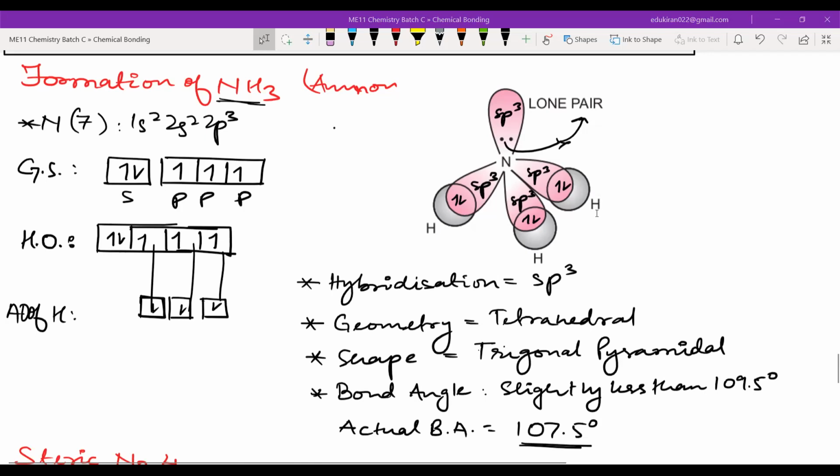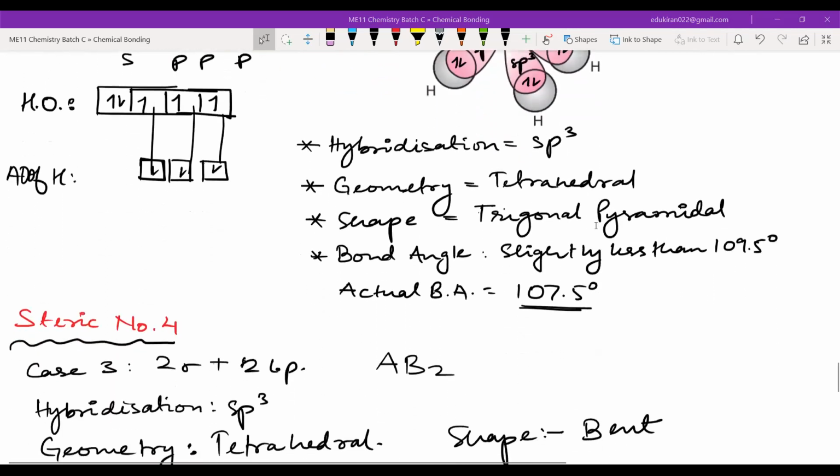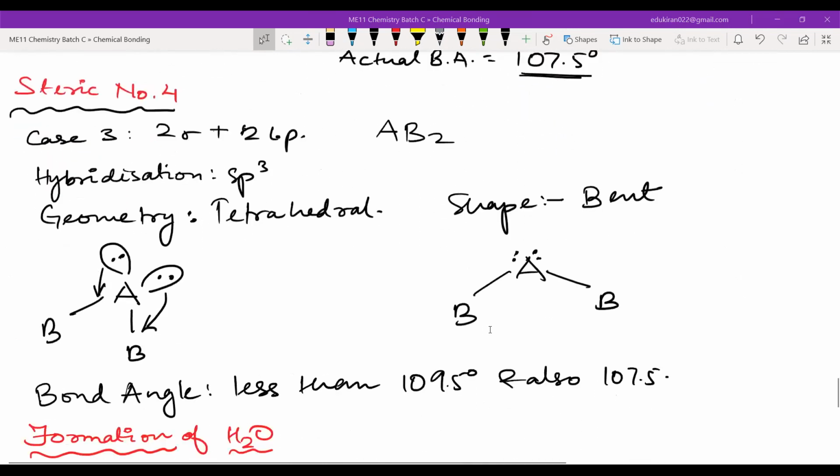Okay, 3 unpaired electrons. Now, what is your question? What will be the next question? Do the electrons need any promotion? Tell me. No, it does not need any promotion. Okay? Now you will remember the questions, yes or no? Yes, sir. Okay, fine. Formation of H2O.